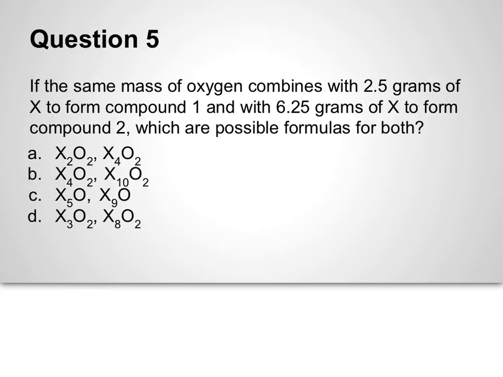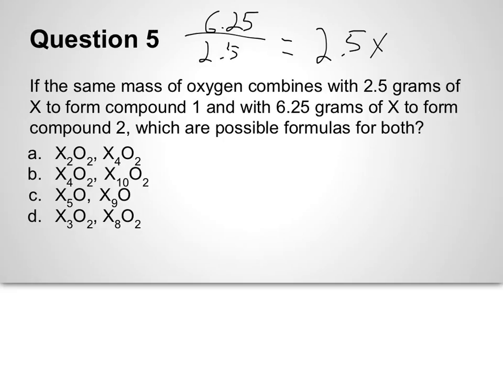If the same mass of oxygen combines with 2.5 grams of X to form compound 1, and 6.25 grams of X to form compound 2, which are the possible formulas for these two compounds? Well, you need to look at the ratio, because we're talking about the same amount of oxygen in both. So if we find the ratio of X in the two compounds, we've got 6.25 in one and 2.5 in the other. So there's a ratio of 2.5 in these two compounds compared to the oxygen.